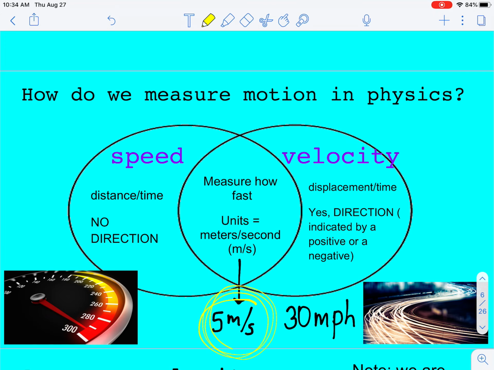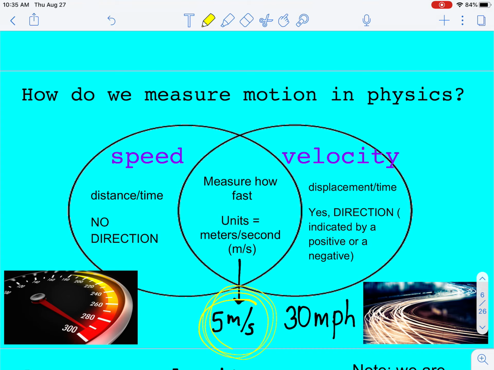Later in this unit, our next notes will go into conversions, converting between them, because they're really kind of different languages. But both of those are measuring how fast. Now, they could be speeds or they could be velocities. So let's think about what the difference is.